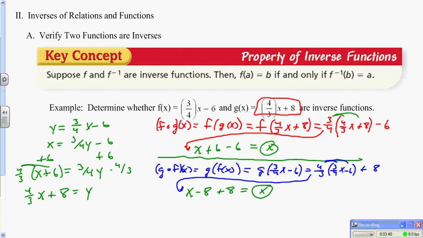So again, I mentioned that there's two steps, and that is to do both composite functions to make sure that we get x when we're done. And this ends lesson 7.8.